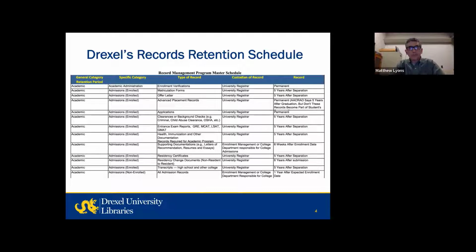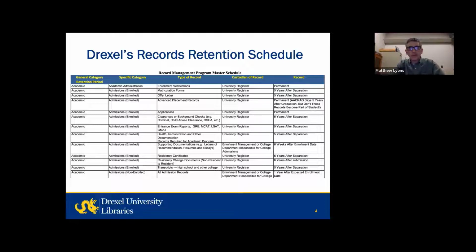Let's look at Drexel's records retention schedule, which is available on the OGC website. It's 43 pages long, and it has listings for several hundred different records types. This is a snapshot from page 1. The schedule has 5 columns.